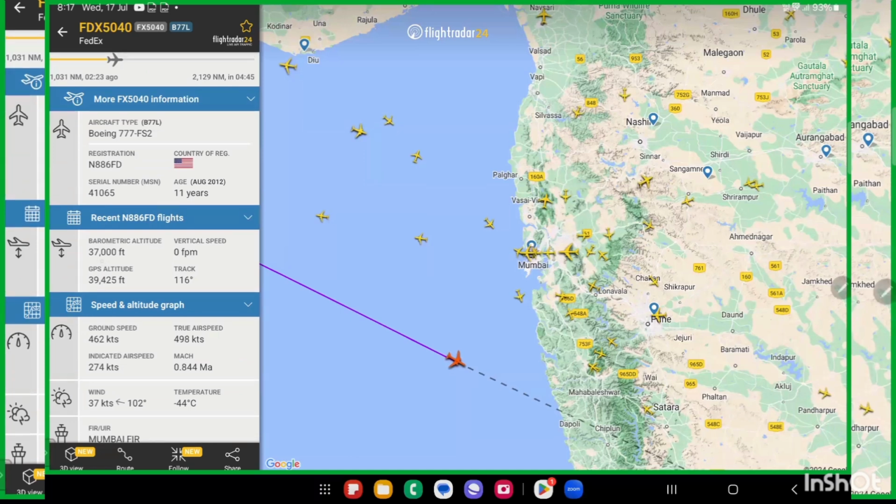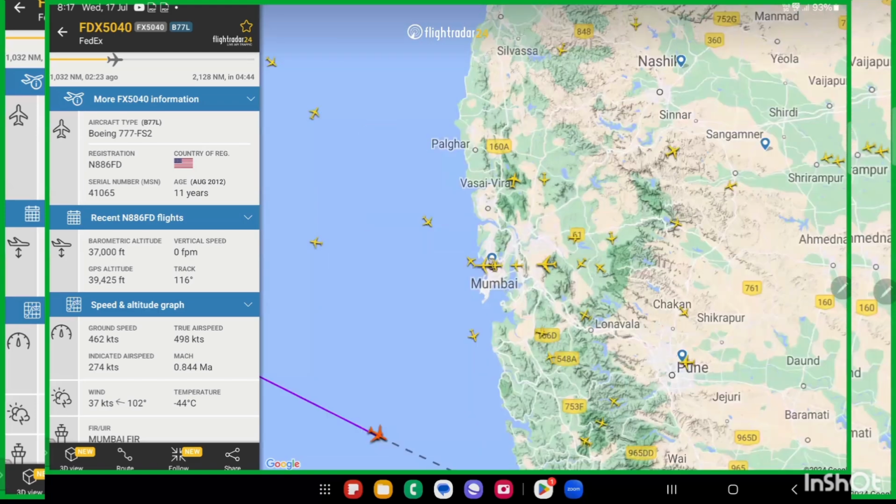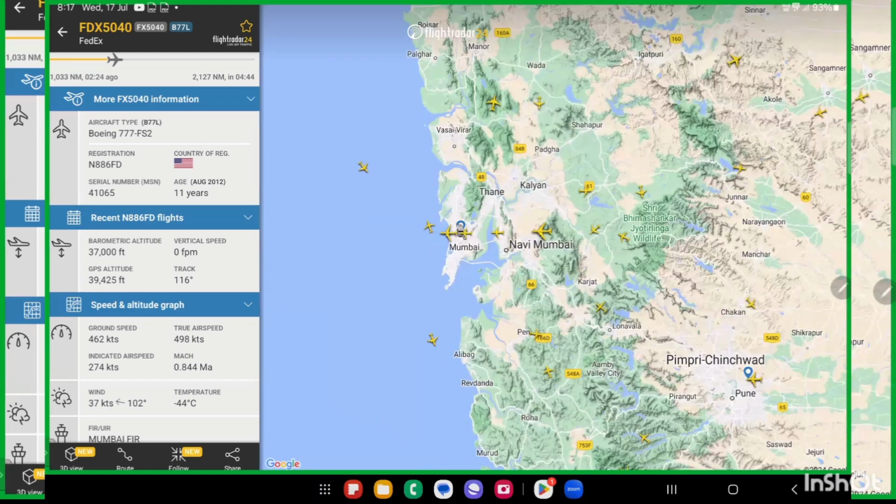Okay, can you see on the left side? Yes, 37,000. Okay. So now tell me, this aircraft is going to Singapore, and can you see there are so many aircraft? Okay, this is landing into Bombay.